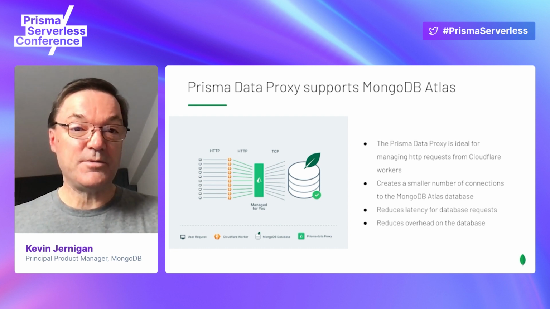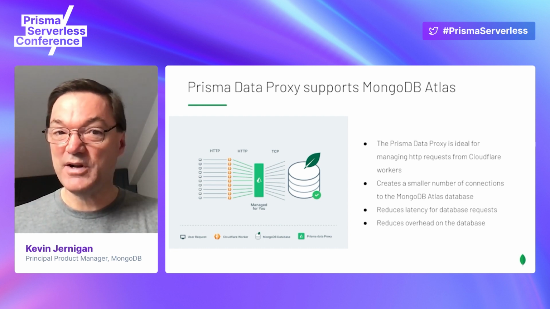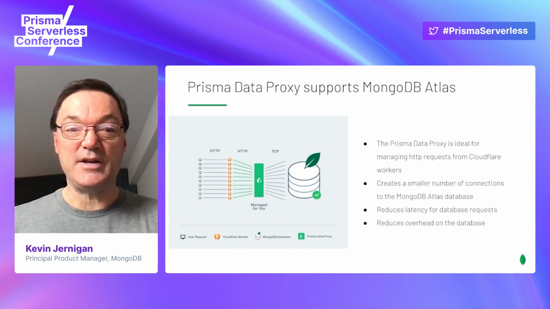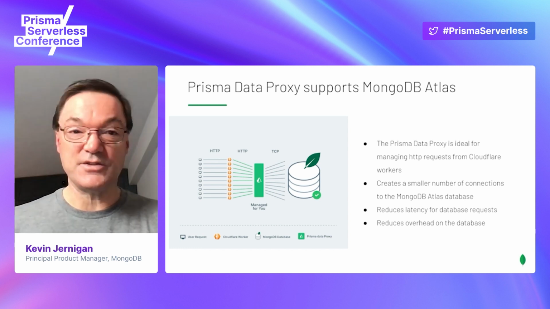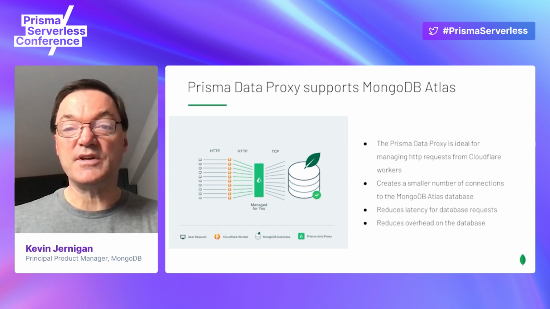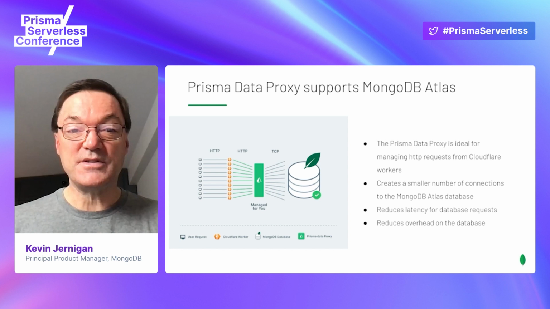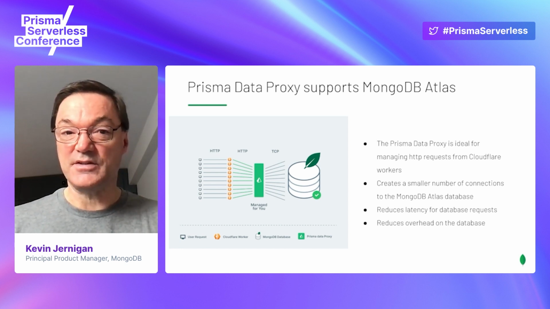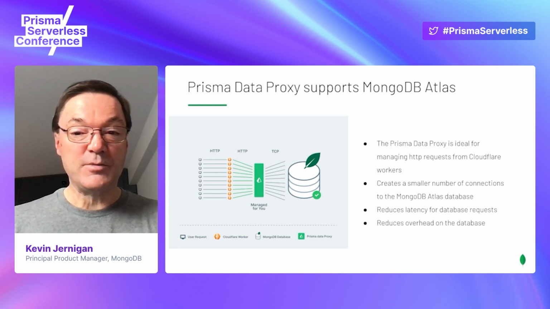With the Prisma Data Proxy, you can now point a large number of Cloudflare workers at the proxy and use the proxy to manage a smaller and stable number of connections to a MongoDB Atlas database. This greatly reduces the connection overhead on the database, simplifies the application development process, and reduces latency for database requests. The Prisma Data Proxy is now available in preview for both MongoDB Atlas dedicated and Atlas serverless databases.